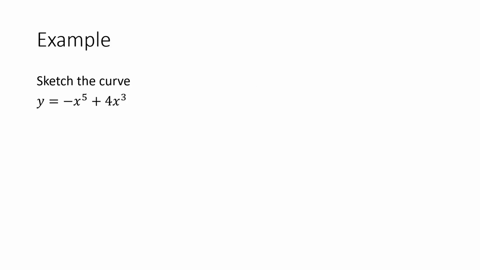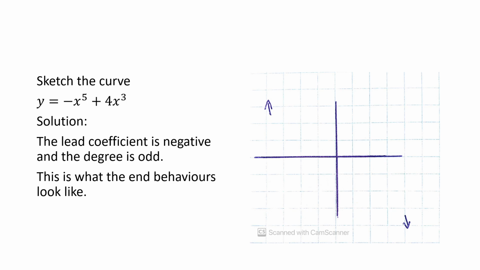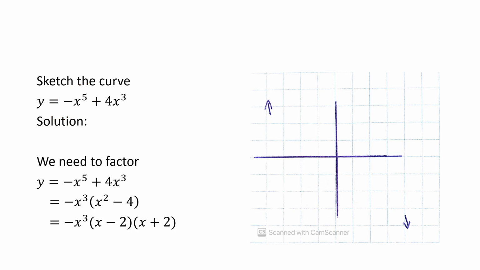Now, what if we wanted to sketch this curve? Well, first thing we want to do is determine our end behaviors. We've got a negative lead coefficient with odd degree, so our end behaviors are shown in blue. We're going to common factor out negative x cubed, and when we do that, we have x squared minus 4 remaining, which gives us (x minus 2)(x plus 2). That tells me that I've got an intercept at x equals negative 2, an intercept at 0, and an intercept at 2.